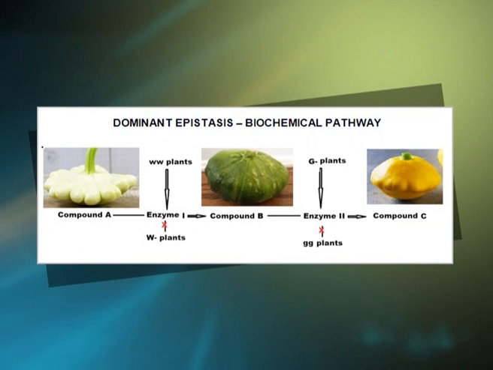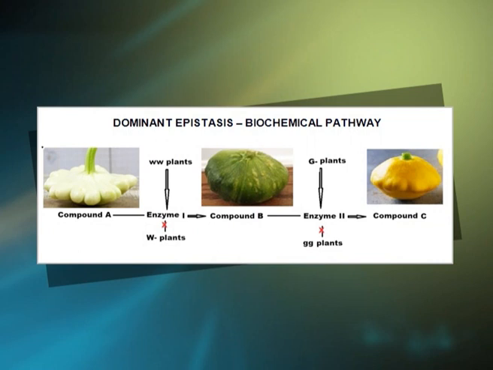The white color of the fruit is due to compound A. Compound A is converted to compound B by the action of enzyme 1. This enzyme is produced only when the plants have the genotype small w. Whenever capital W comes in, the necessary enzyme is not produced. On production of this enzyme, compound A is converted to compound B, and further compound B is converted to compound C.